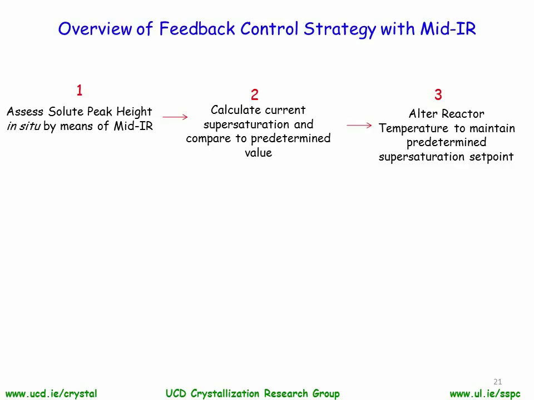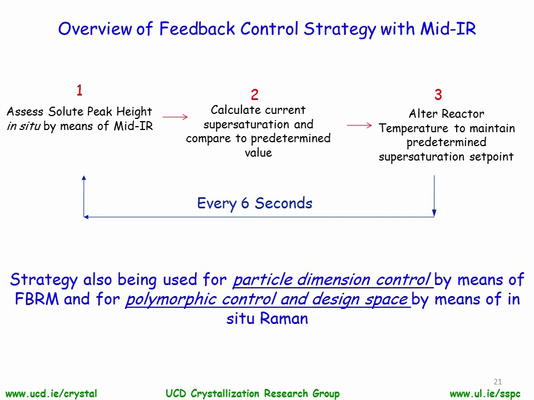So you can calculate these all within the interface within iControl. This calculation occurs every 6 seconds, so a change in our reactor temperature is calculated every 6 seconds. We're using this to control supersaturation, but we're also using it to control particle dimension by means of FBRM. And at the moment we're also looking at direct feedback control to control the polymorphic transformations of APIs. So there are numerous applications of feedback control, but for this case we'll just look at mid-IR.